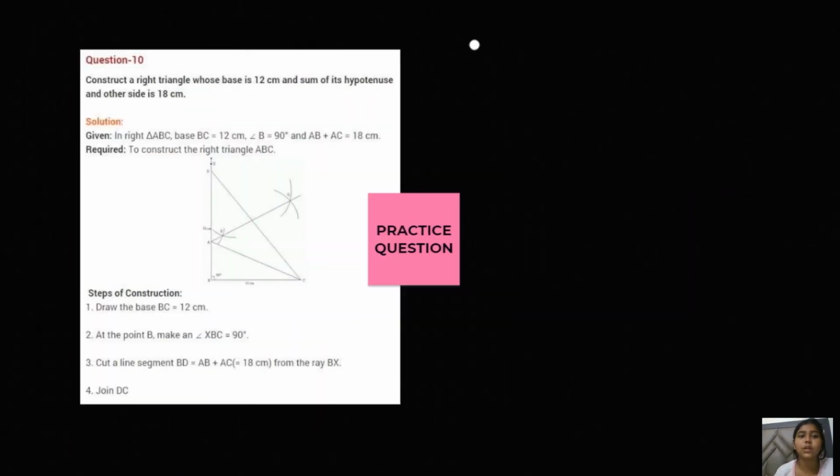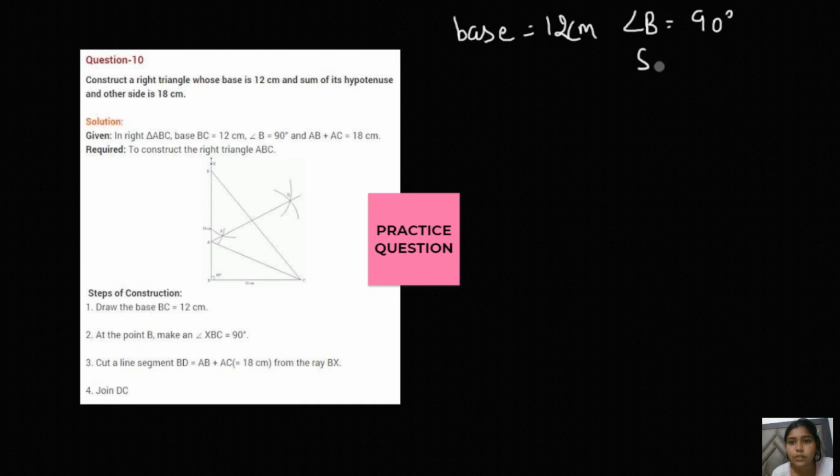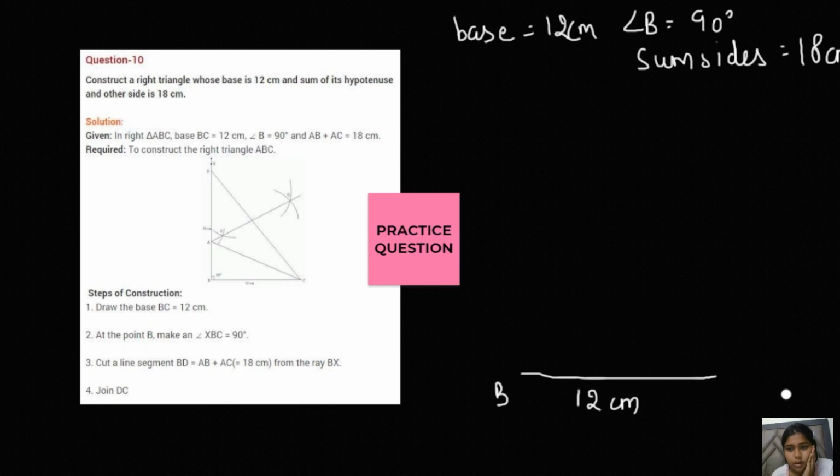Now let's move forward to another one, the right triangle construction, whose base is given as 12 centimeters. Angle B is given as 90 degrees and the sum of the sides. This is the same question as I have done in the previous slide. So you just have to form a normal base. This is the 12 centimeter base. The angle is 90 degrees. You just have to construct a 90 degree angle using the protractor. This side is X.